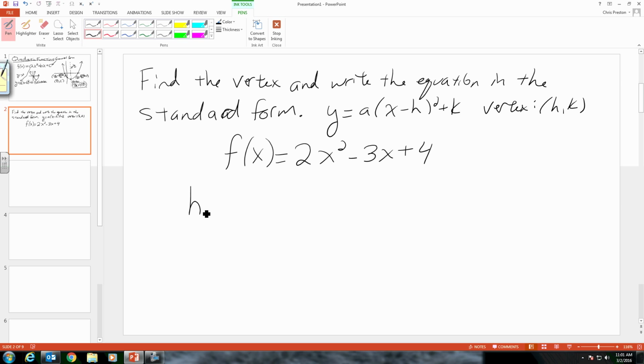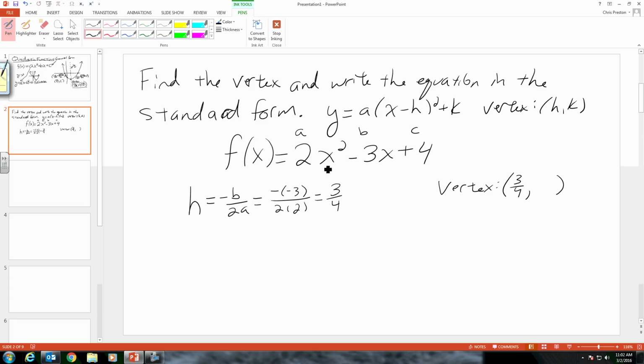So, with the negative b over 2a. Again, just like solving quadratic equations, a is what goes with x squared, b is what goes with x, c is the constant. So my b is negative 3, so this is negative 3 over 2 times 2. So 3/4 is the x coordinate of my vertex. So my vertex so far looks like (3/4, something), and what I need to do is figure out what that something is.